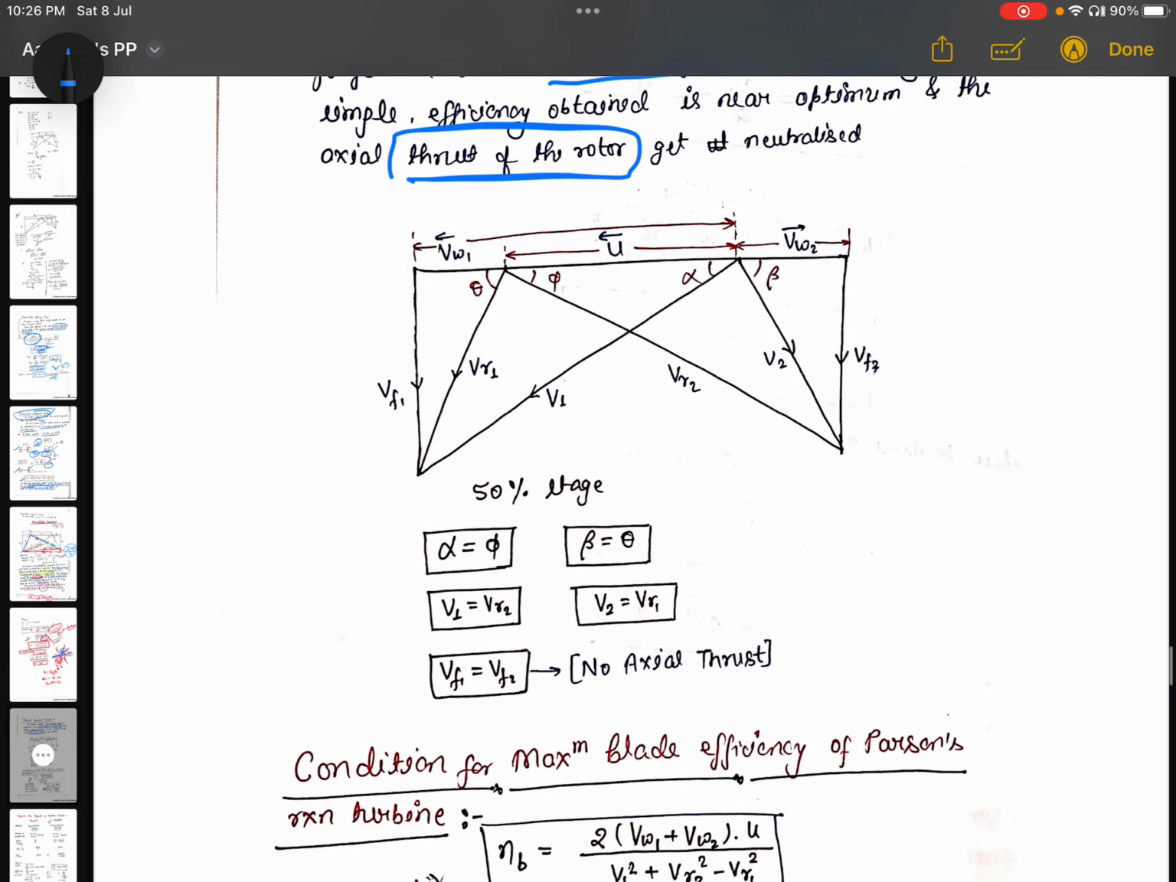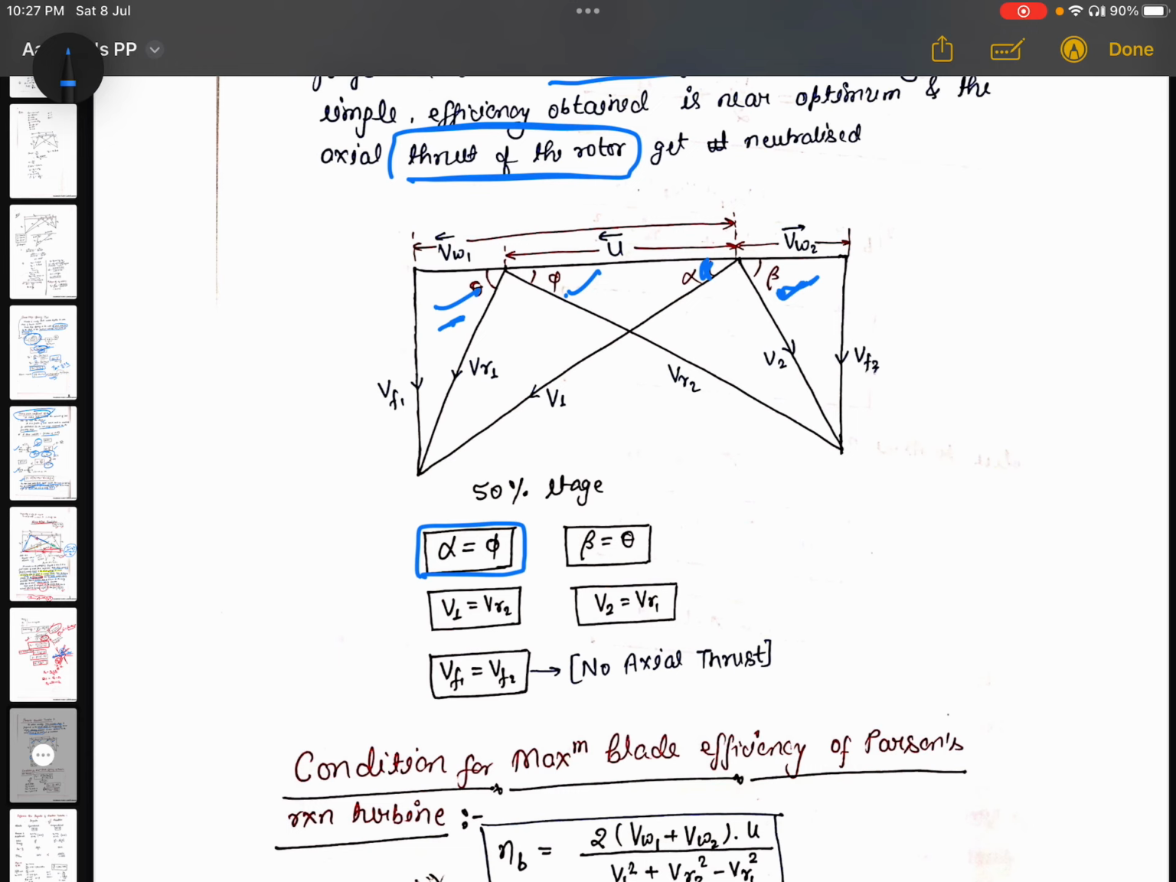So here we can get some relation: theta will be equal to beta. It means that the inlet blade angle will be equal to the angle of the steam that is flowing outward from the turbine, and alpha is equal to phi, that is, the outlet blade angle will be the incoming steam angle.